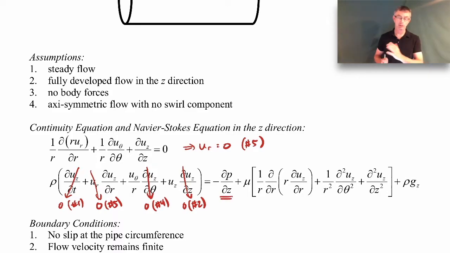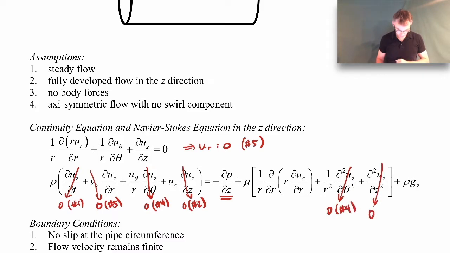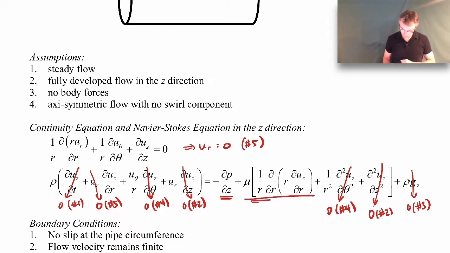That's what's pushing the fluid through the pipe. This one is 0 because of number 4. This one is 0 because of number 2. And then the last one is 0 because of number 3. So what you have is just these two terms that I've underlined remaining. Then we can go ahead and solve that differential equation that results.